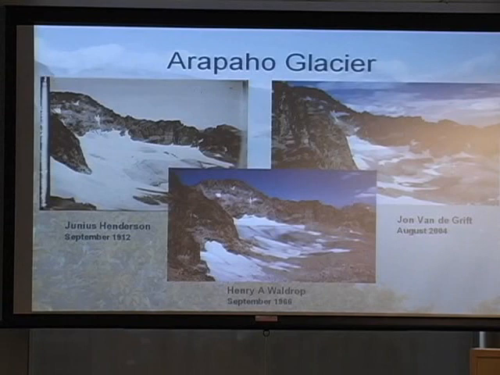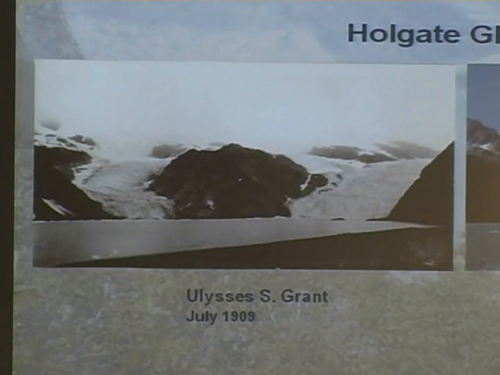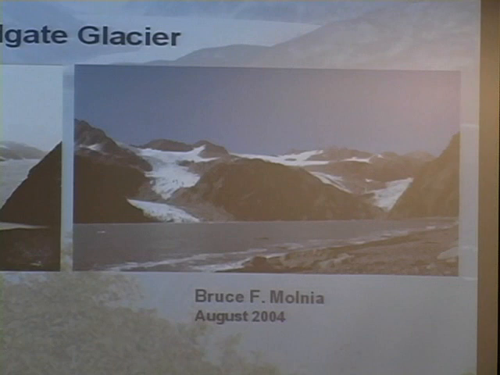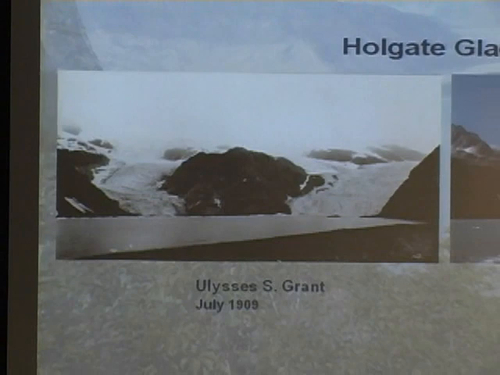A subset of our collection is a set of repeat photographs, where a photographer will go to an exact location and specifically try and repeat a photograph from the past. So for example, this is Holgate Glacier in Alaska, taken in July of 1909, and then taken again by Bruce Molnia in August of 2004. And what's really neat about this is that you can visually see some of the retreat that's happened with various glaciers over time, and this is really what the public are interested in.